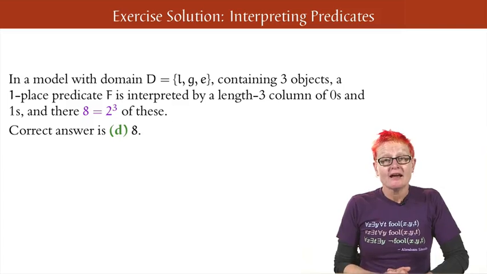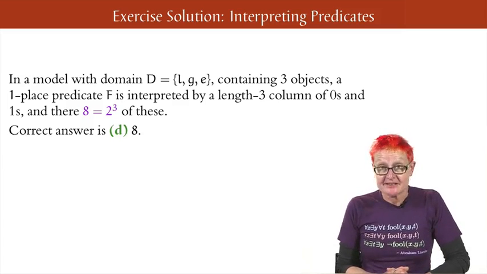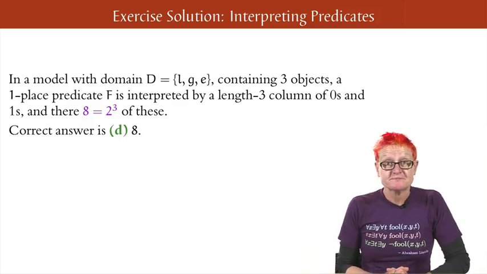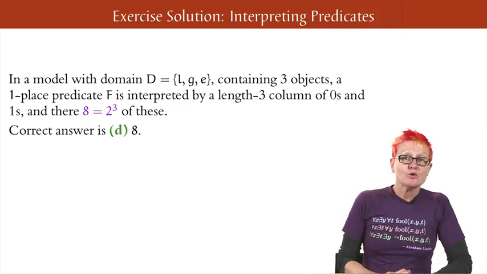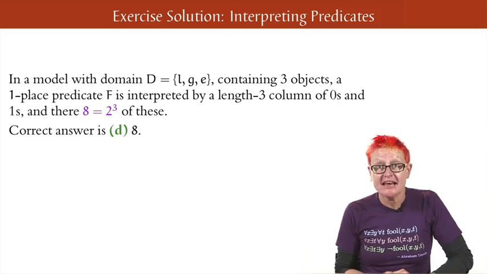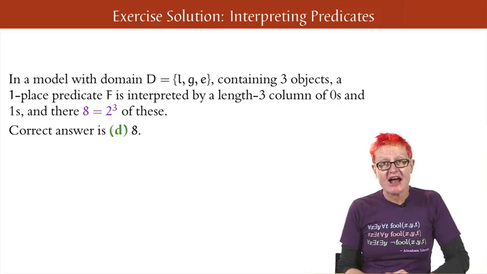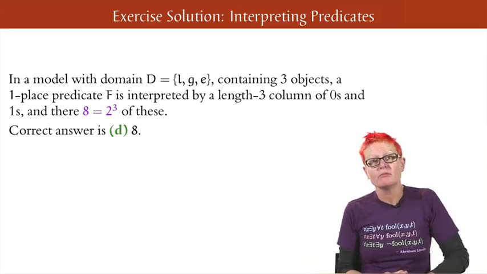How did you go? The correct answer is 8, which is choice D. There are 8 equals 2 to the power 3 many ways of filling out a length 3 column of zeros and ones.